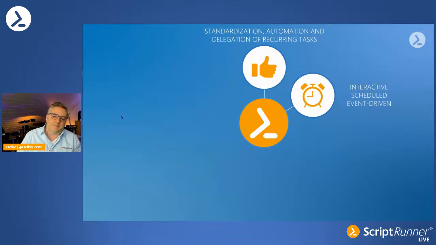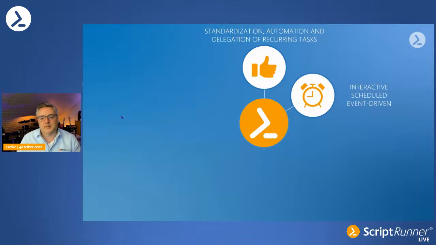Then the second area when we talk about automation is of course the scheduled execution, where you might have all kinds of tasks for housekeeping, for reporting, things that should run every night, to archive data, to secure data, things like that. That's of course the second layer, the scheduled execution.